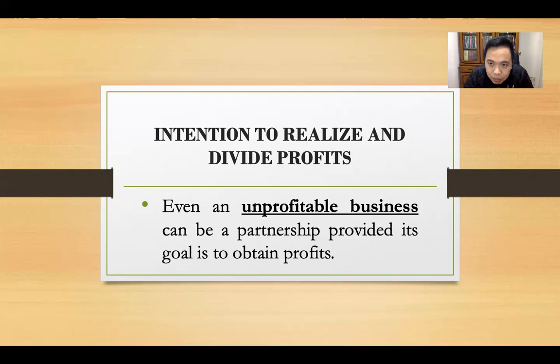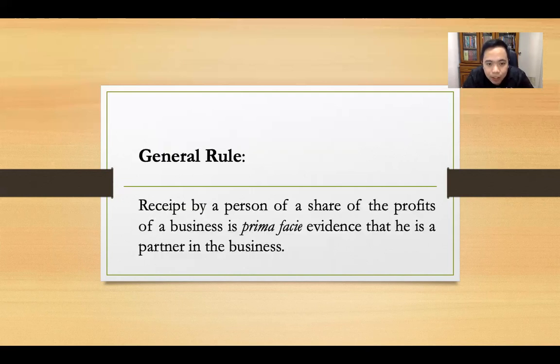The partnership need not reap actual benefits or profits or income before it can be considered as a partnership. Suffice it to say that there is an intention among the partners to realize and divide the profits.